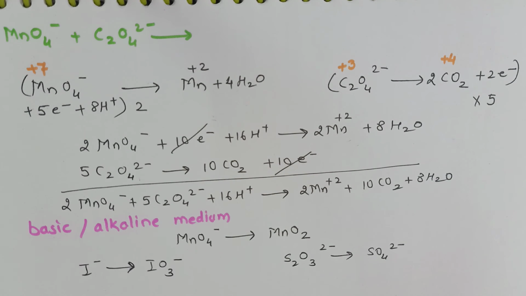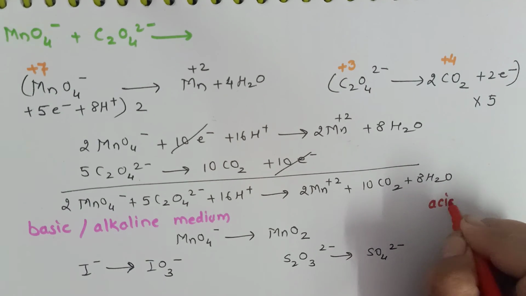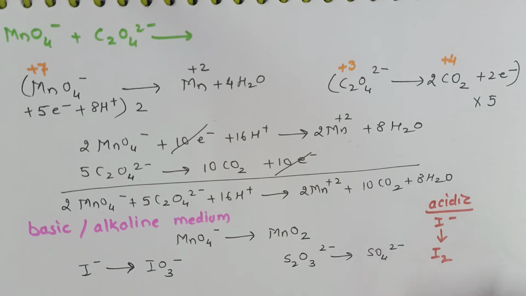Find out the changes in oxidation number of iodide to IO3 minus. This is a trick: in basic or alkaline medium, iodide gets converted to IO3 minus, but in acidic medium, I minus gets converted to I2. Remember this difference. Then try to find out the oxidation state of sulfur in S2O3 2 minus and sulfate. Balance this equation, then add these two equations, you will be able to solve this.